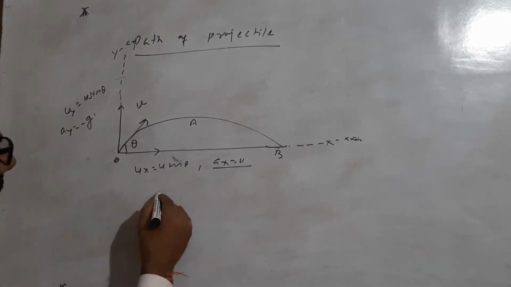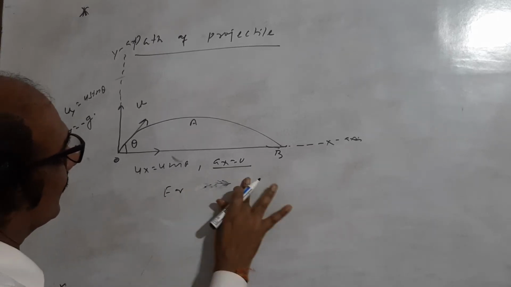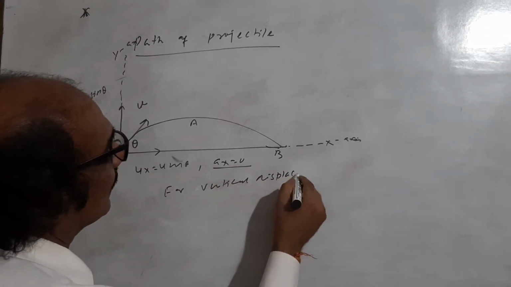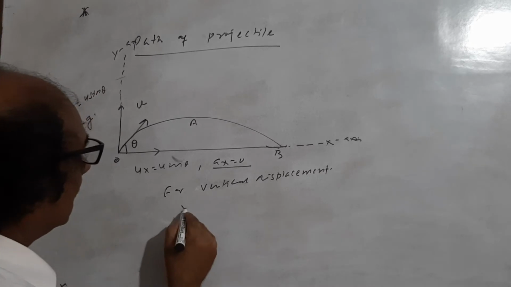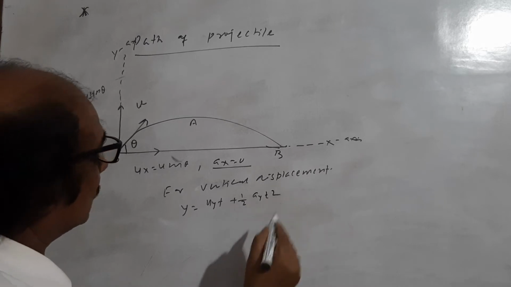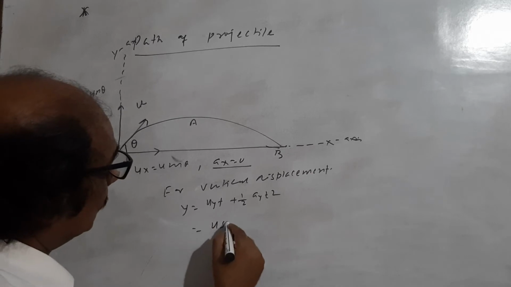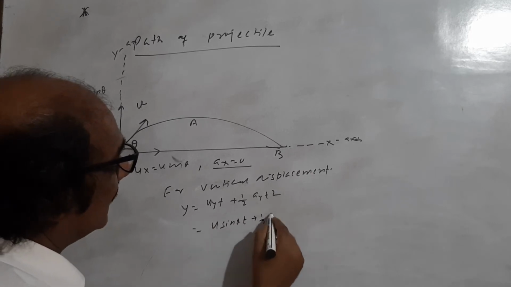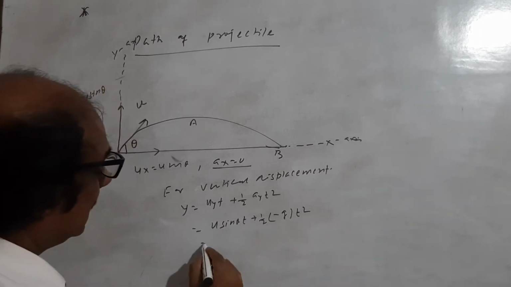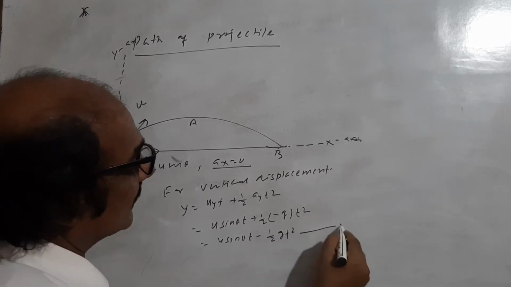So consider the vertical displacement. Vertical displacement y is equal to uy t plus half ay t square. uy means velocity along the y-axis, so u sin theta t plus half, acceleration is taken as minus g, into t square. So y equals u sin theta t minus half g t square. This one is equation number 1.